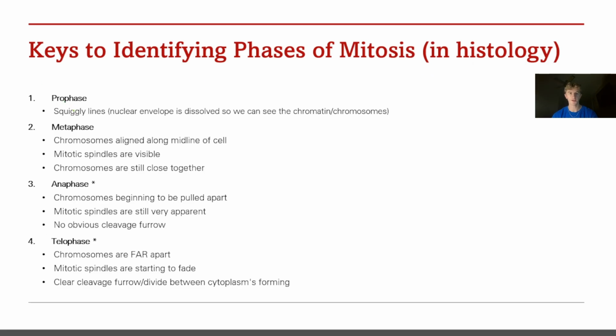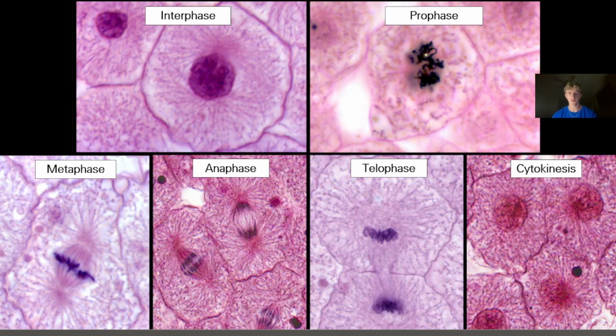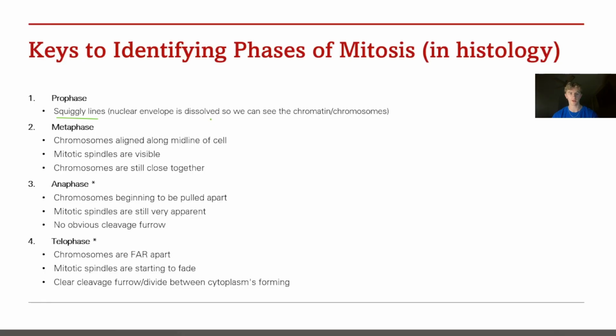So for prophase, we're going to be looking for squiggly lines. What does that mean exactly? When we see squiggly lines, that means the nuclear envelope has been dissolved, and we are seeing the chromatin being turned into the chromosomes. So again, we can look back at this previous slide where we see all these squiggly lines just sitting in here, and there's no defined nuclear envelope like we have in interphase. So that is going to be the main way we identify prophase when we are looking at a slide in a microscope, by the squiggly lines, which represent our chromatin/chromosomes.